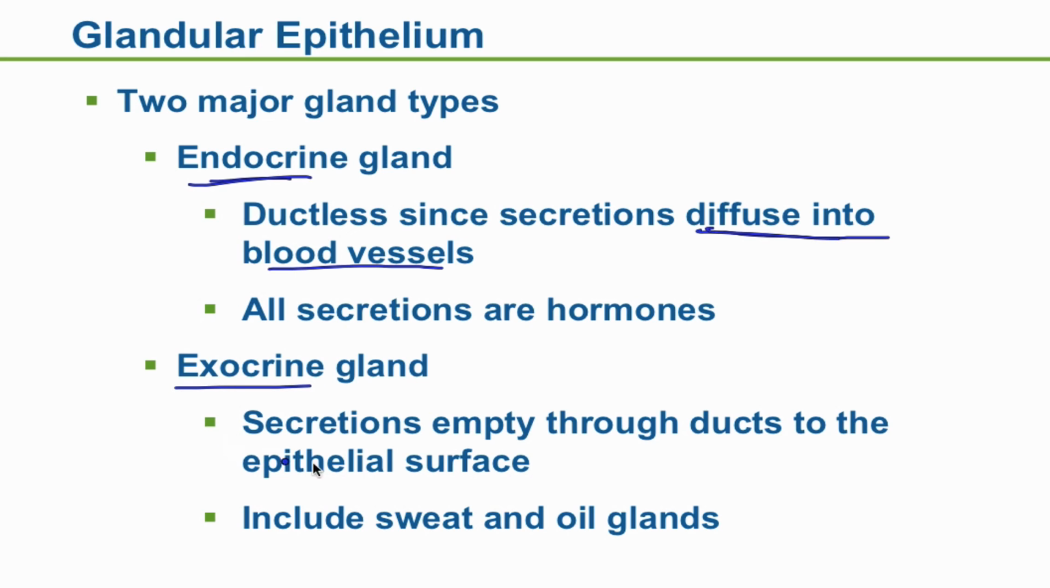Exocrine gland, we're emptying through ducts to the epithelial surface. So we're emptying via duct pathways, and sweat and oil are examples of those.